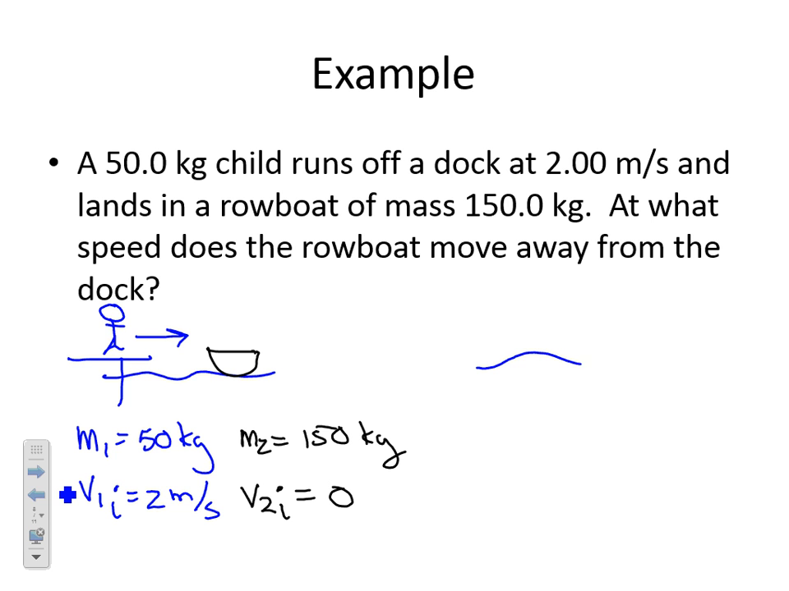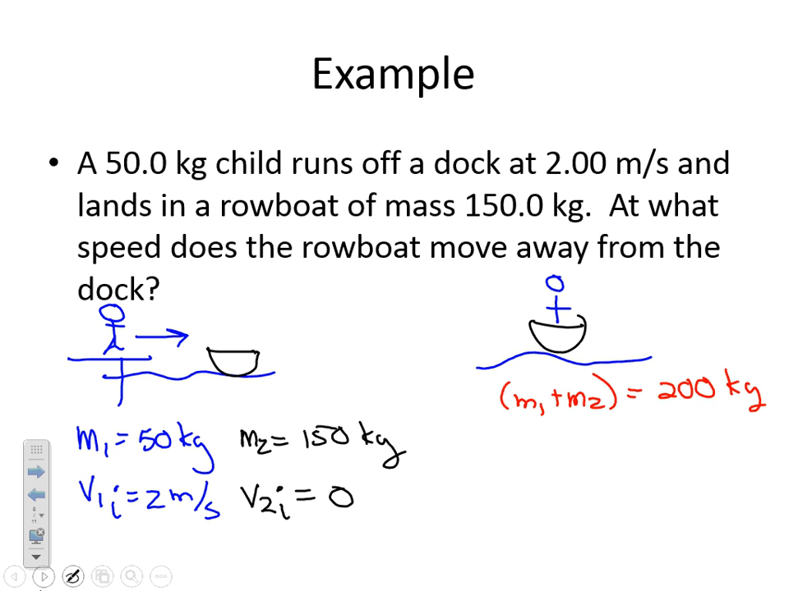Afterwards, there's the water, there's the boat, and there's the child in the boat. They're moving off together. They have a combined mass, M1 plus M2, is 200 kilograms. And we want to know at what speed does the rowboat move away from the dock? So it's going this way, but we don't know the velocity. Well, we don't know the speed. We know the direction.